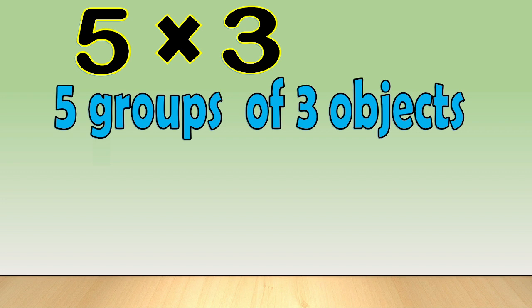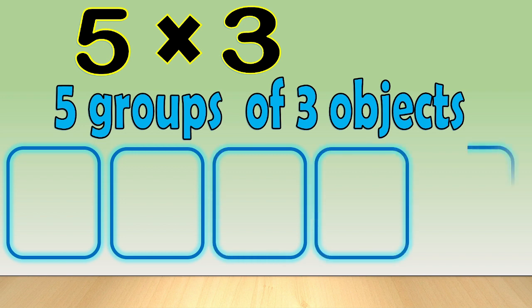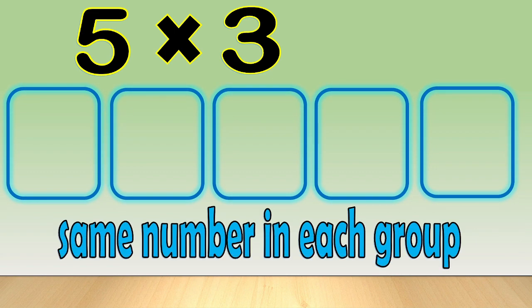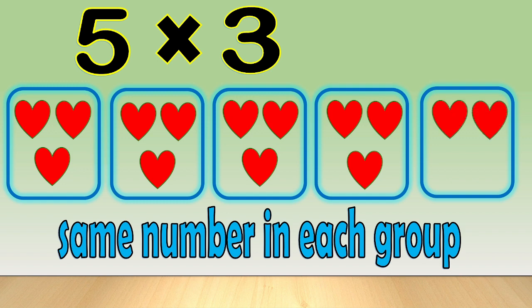Let's make 5 groups first. 1, 2, 3, 4, 5. We are going to put 3 hearts in each group. There has to be the same number in each group. 1, 2, 3. Now, we have made 5 groups of 3 hearts in each group.